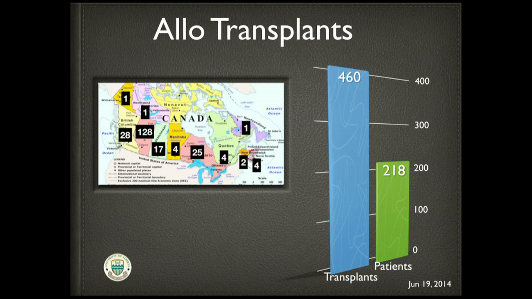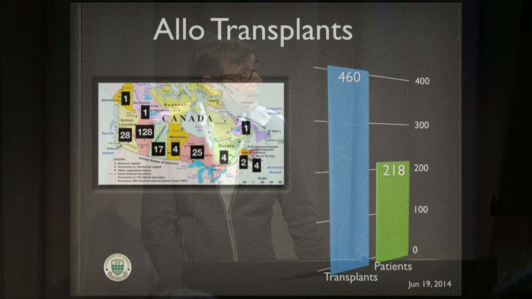So where are we today? We've treated in Edmonton over 200 patients, 218 patients, who've received 460 transplants. You can see that most patients require, in our center at least, 2 islet infusions to provide sufficient mass for them to come off insulin for periods of time. And we've received in Canada patients from all across the country.